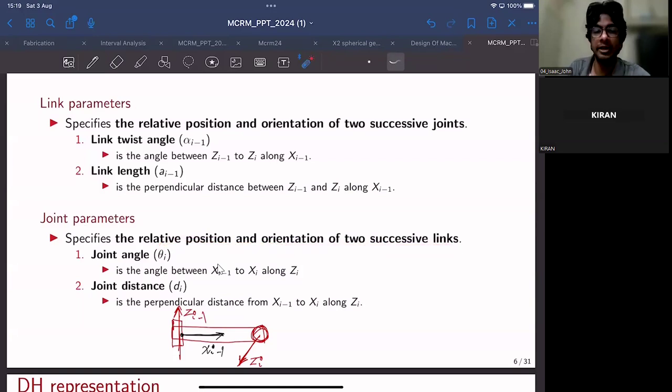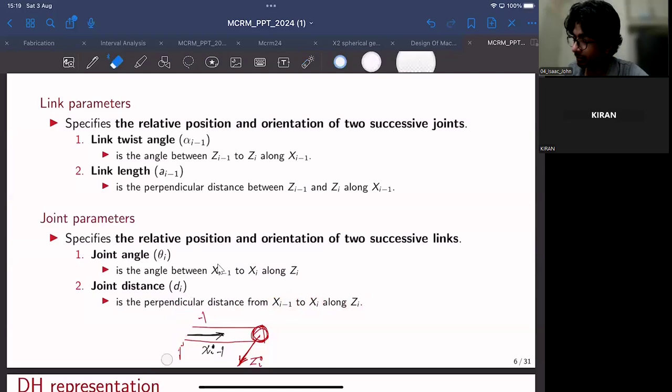Earlier, we were talking about joints. Now we will talk about links, the relative position and orientation of links. So we have one such joint parameter called joint angle, which is nothing but the angle between x_{i-1} and x_i along z_i. And joint distance is basically the perpendicular distance from x_{i-1} to x_i along z_i. So I'll give you two examples for that.